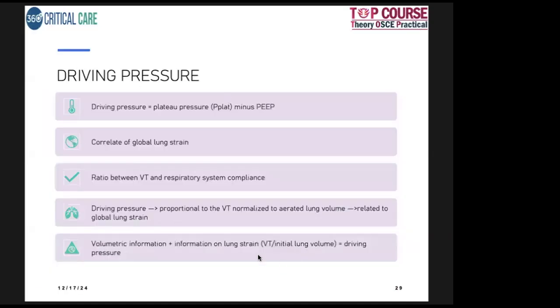Coming on to driving pressure, it is nothing but plateau pressure minus PEEP, which correlates with the global lung strain. It is the ratio between the tidal volume and the respiratory system compliance. So basically, it gives us the volumetric information plus information on the lung strain, overall the global lung strain.